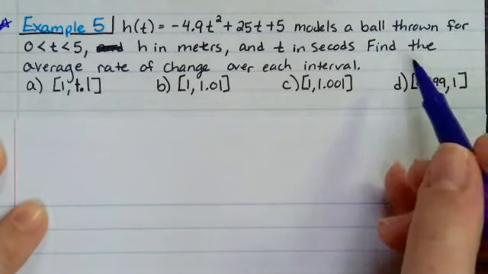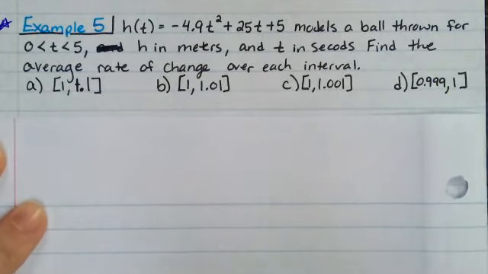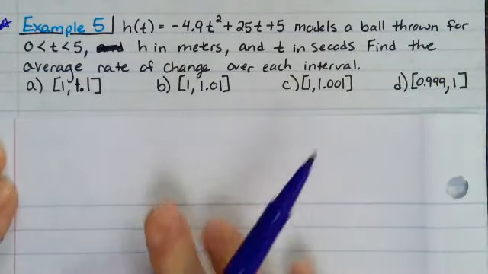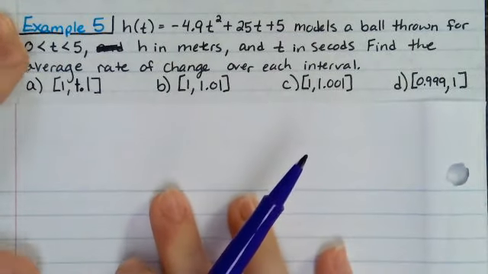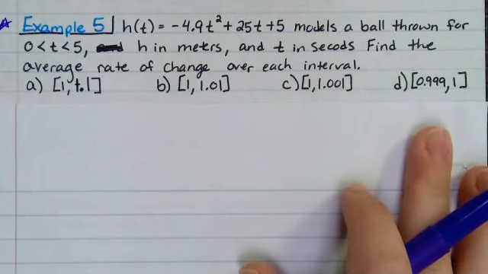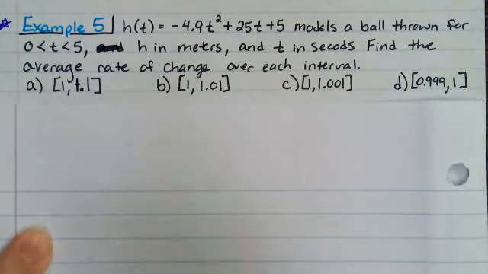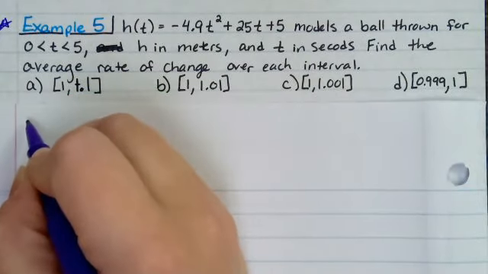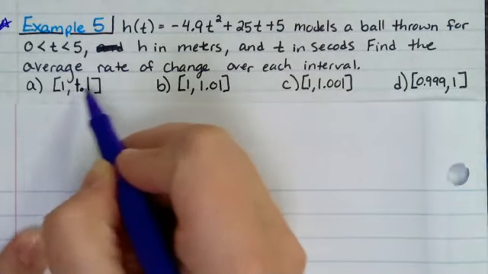And they want us to find the average rate of change over each interval, okay? So we can get a really, really close estimation as to what these are. Now, I am going to run through it kind of quick for the sake of time, and this shouldn't take too long. But we're looking at these two values.